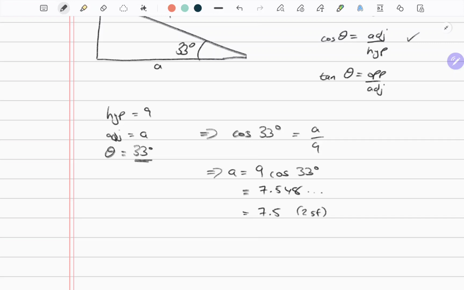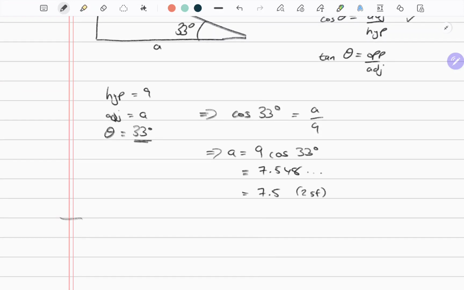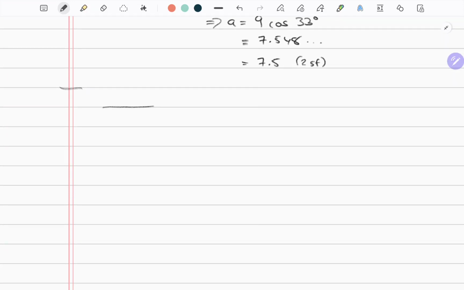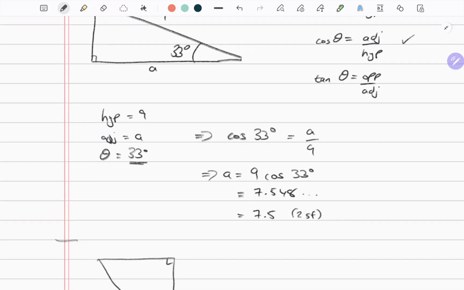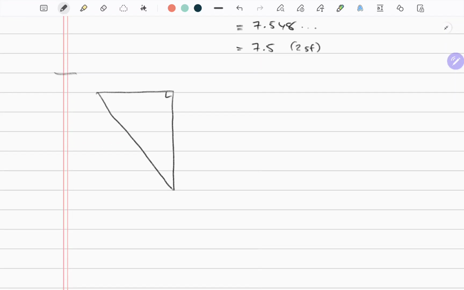Okay, so let's try another one. Let's say we have our right angled triangle here. It's a little bit better. I realised I didn't draw my little right angle there. Good practice. Let's say we're given these side lengths. We need to find B. We're given that as 6, and we're given this as 27 degrees.